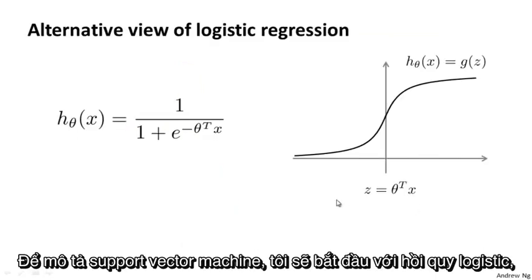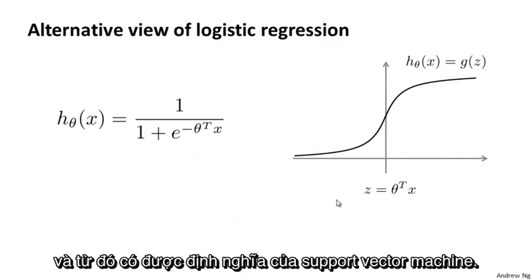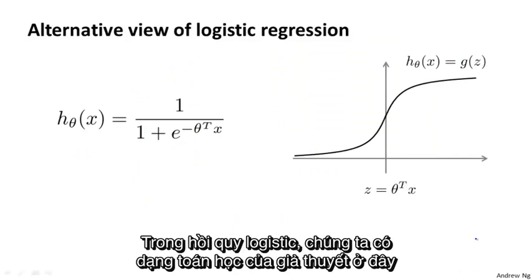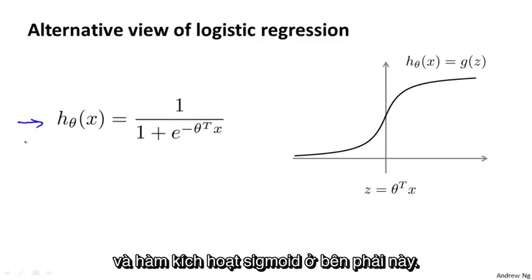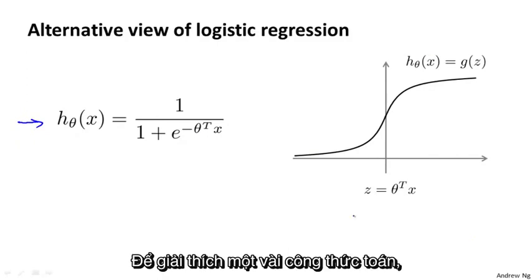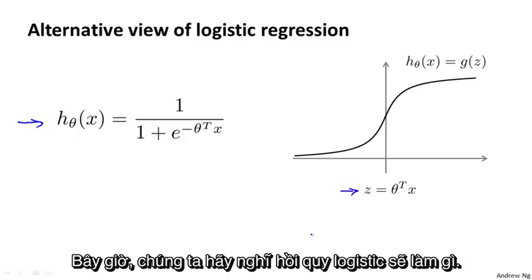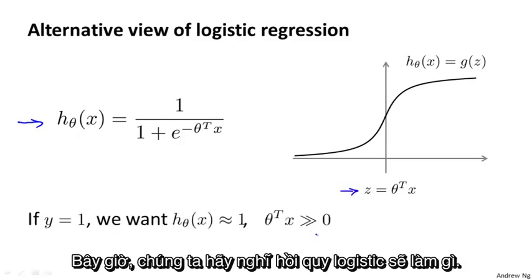In order to describe the support vector machine, I'm actually going to start with logistic regression and show how we can modify it a bit and get what is essentially the support vector machine. So in logistic regression, we have our familiar form of the hypothesis there and the sigmoid activation function shown on the right. And in order to explain some of the math, I'm going to use Z to denote theta transpose X here.